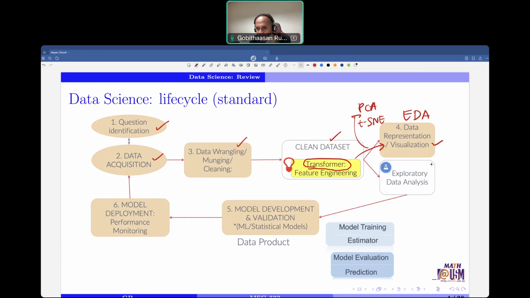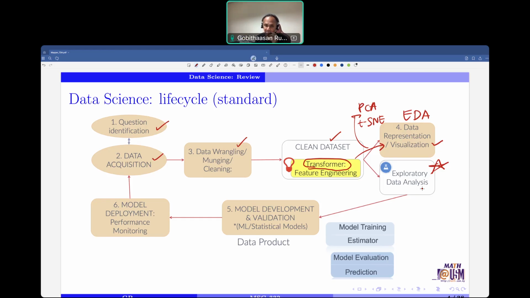Okay. So EDA can be anything for that matter, right? It can include looking at correlation, as I said, doing some sort of statistical analysis. Yeah, it all goes into EDA.